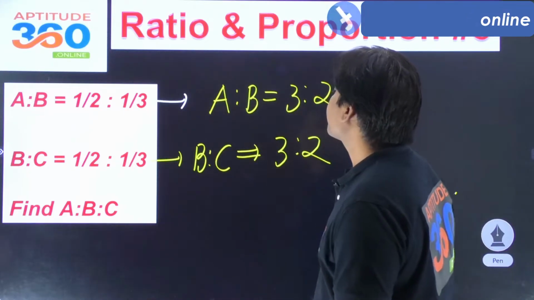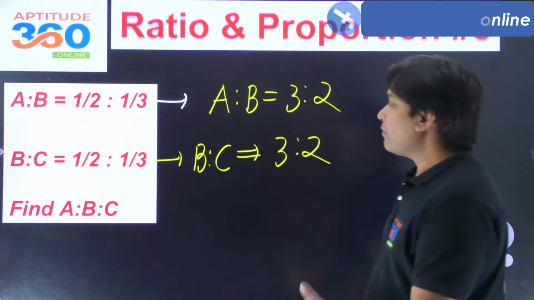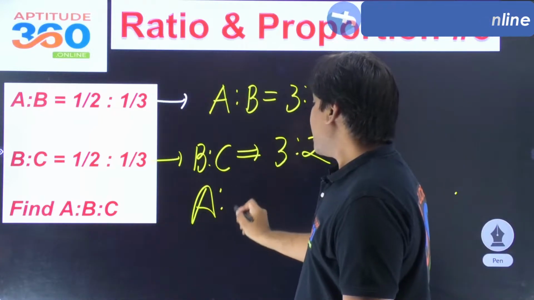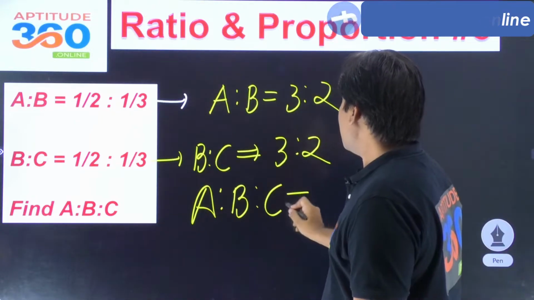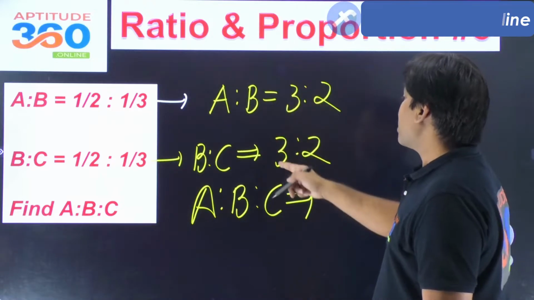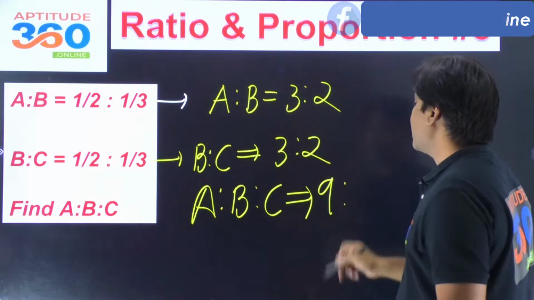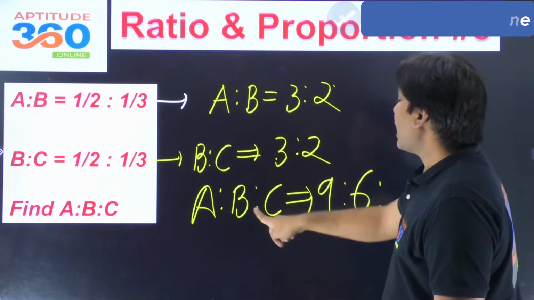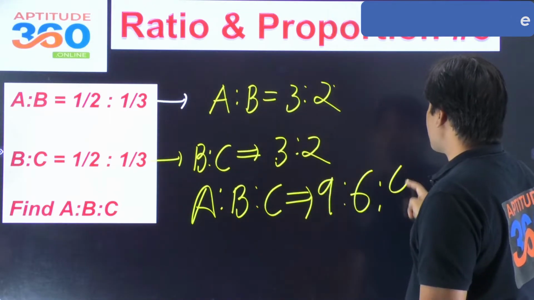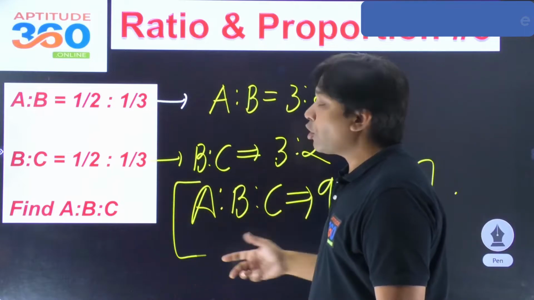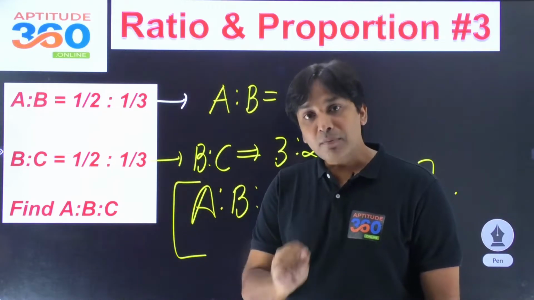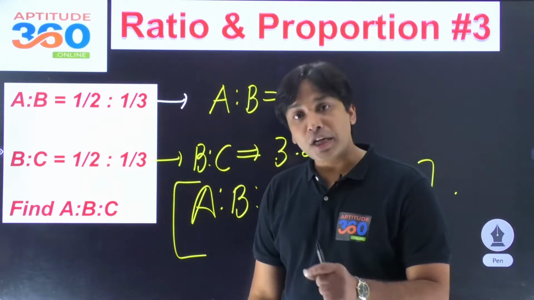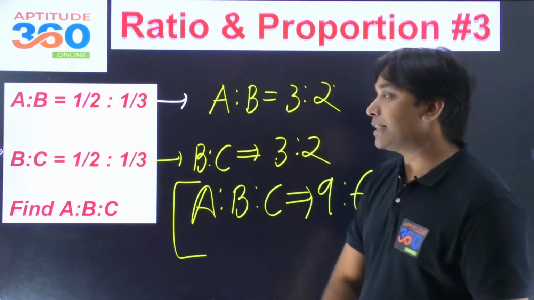यही है ना. And if you have to find out a is to b is to c, in video number 2 you learned, what did you learn? You learned that a is going to be 3 into 3, which is 9, b is going to be 3 into 2, which is 6, and the value of c comes out as 2 into 2, which is 4. If you did not understand this thing, I recommend you to watch video number 2 of ratio and proportion. This is where we did it in detail.